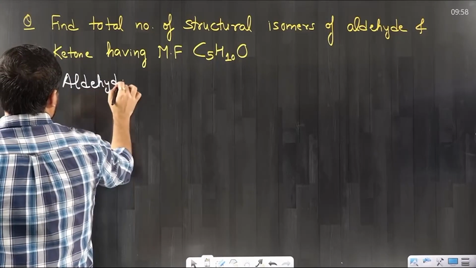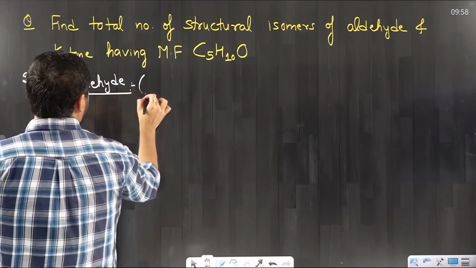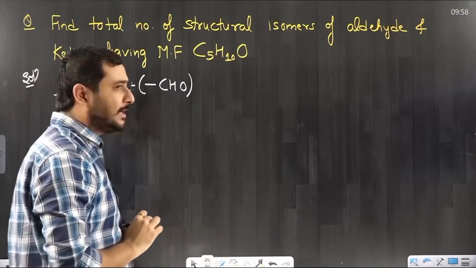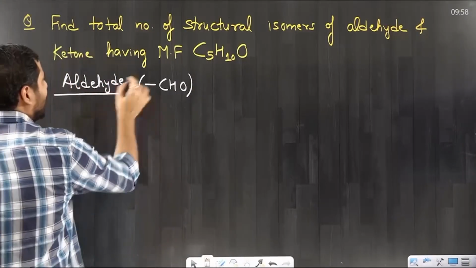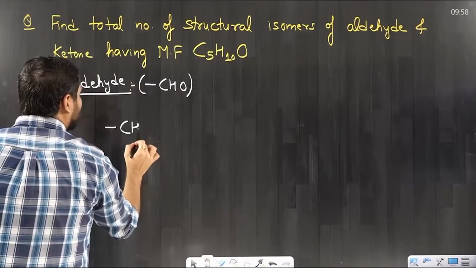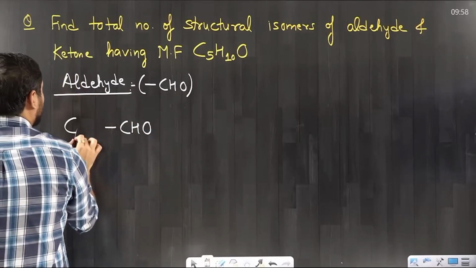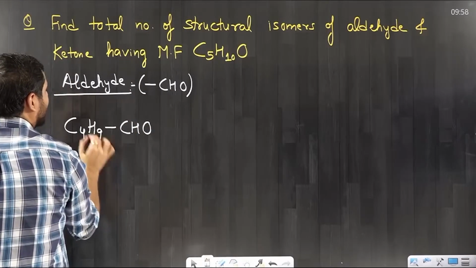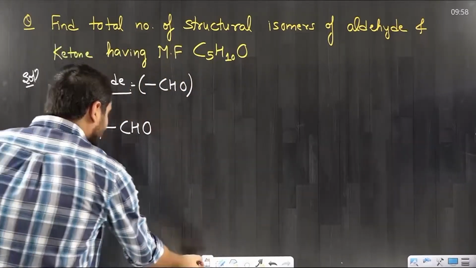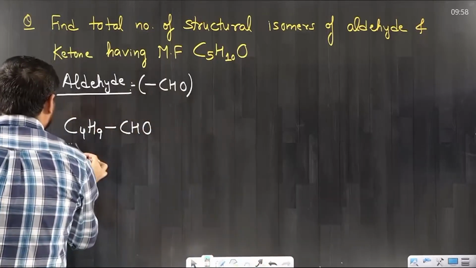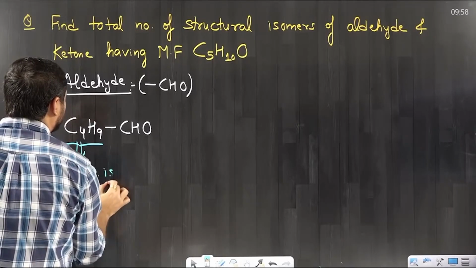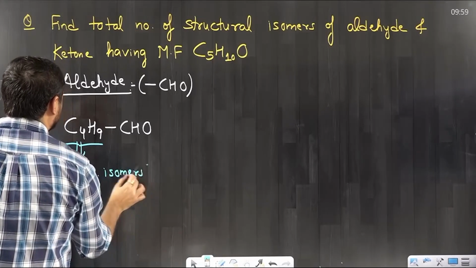Now we all know which functional group is aldehyde: CHO. If this is present, CHO, this functional group is called aldehyde. So in C5H10, total how many carbons? 5. One CHO is fixed in aldehyde, which means one carbon, so the remaining carbons are 4. And how many hydrogens are there? 9. So C4H9. And in C4H9, how many isomers are possible? 4 structural isomers are possible.